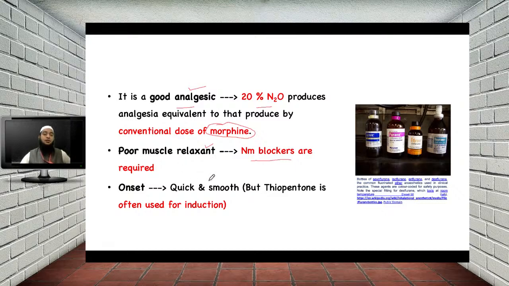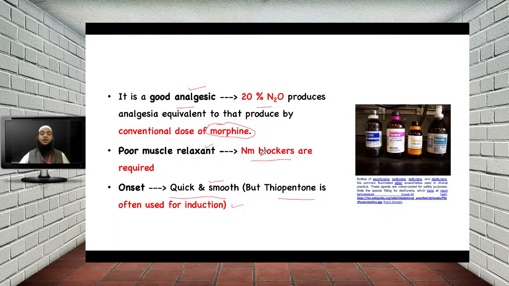Next part, its onset is quick and smooth. Although its onset is quick and smooth, still in order to have a much quicker onset of action, you are using thiopentone. So thiopentone, we have seen, is a fast acting drug. Although nitric oxide has quick and smooth induction of anesthesia, if you use thiopentone, this speed can be further increased and you will get a more quick and smooth induction of general anesthesia. Okay, so that is the reason why you have added thiopentone.